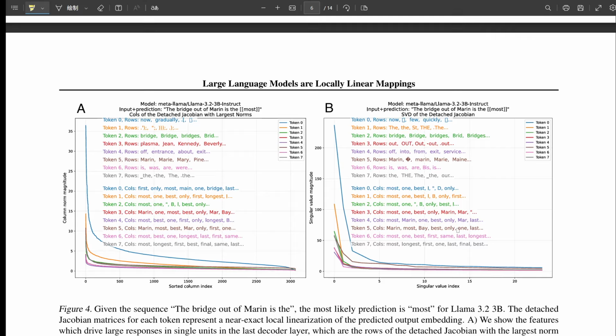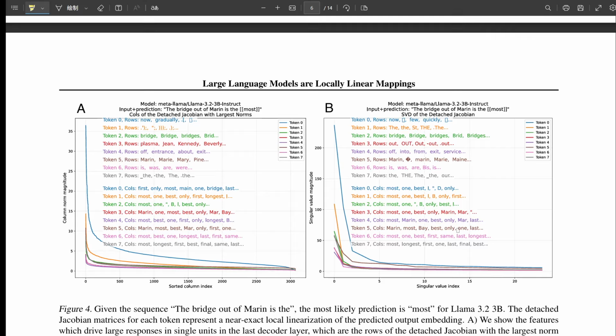They observed that the singular value spectrum of the detached Jacobian is extremely low rank. Low rank, why is that significant? Highly significant. It implies that while the LLM itself is massive and performs incredibly complex calculations overall, the effective dimensionality of a linear transformation it applies for any single specific input sequence is surprisingly low.